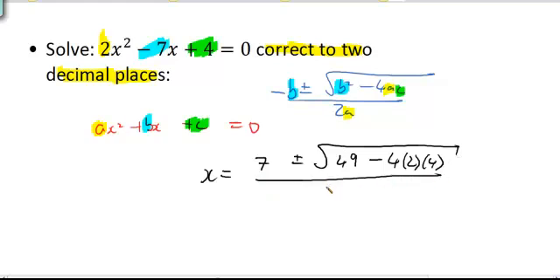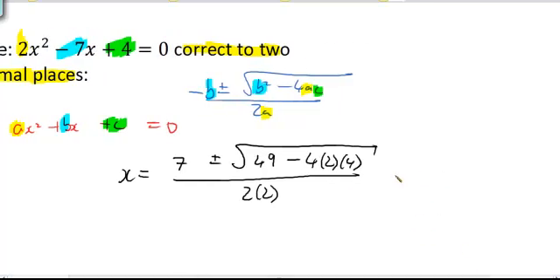All over 2 times a, which is 2 times 2. Now I'm going to just simplify this a little bit, but you could go ahead and put this straight into the calculator, but I'm going to split it up. I'm just going to simplify it a little bit, so it's a little bit quicker.